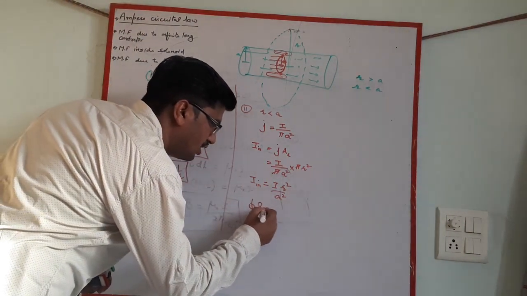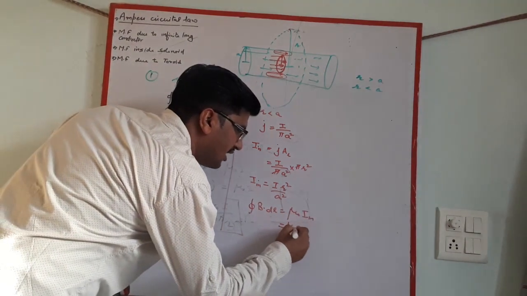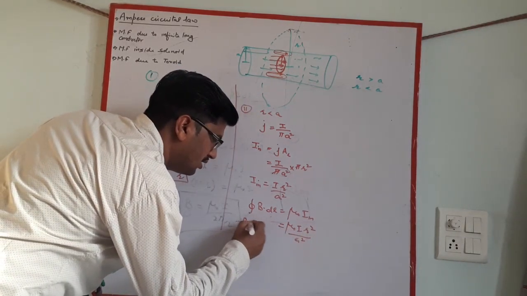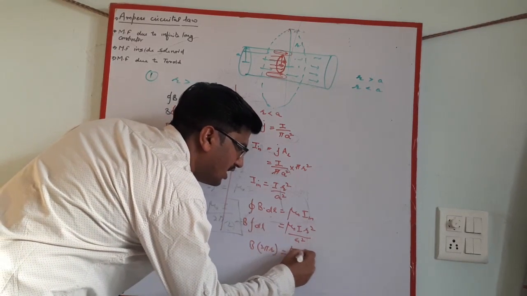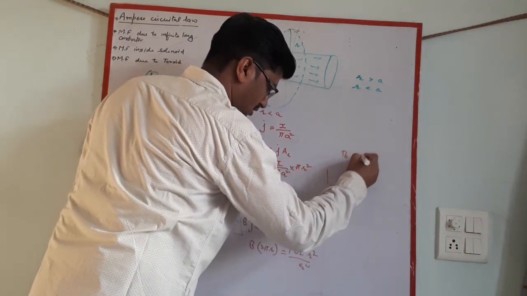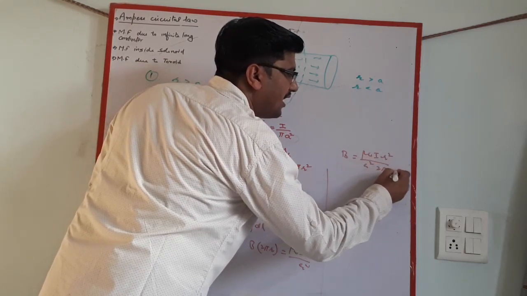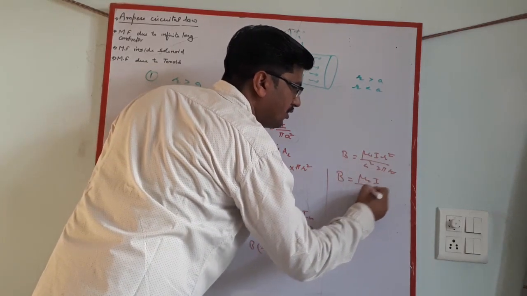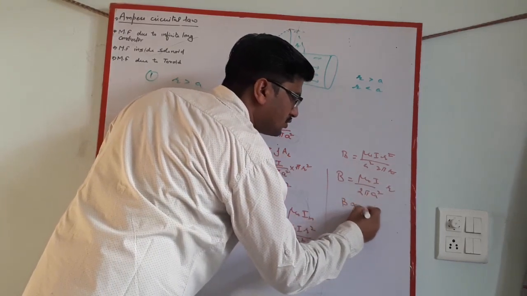What is B dot dl? It is equal to mu naught I inside, that is mu naught I r square by a square. So this becomes B dl, B 2 pi r is equal to mu naught I r square by a square. That is, B is equal to mu naught I r square upon a square 2 pi r. One r cancels out. B is equal to mu naught I upon 2 pi a square times r. That means B is directly proportional to r.